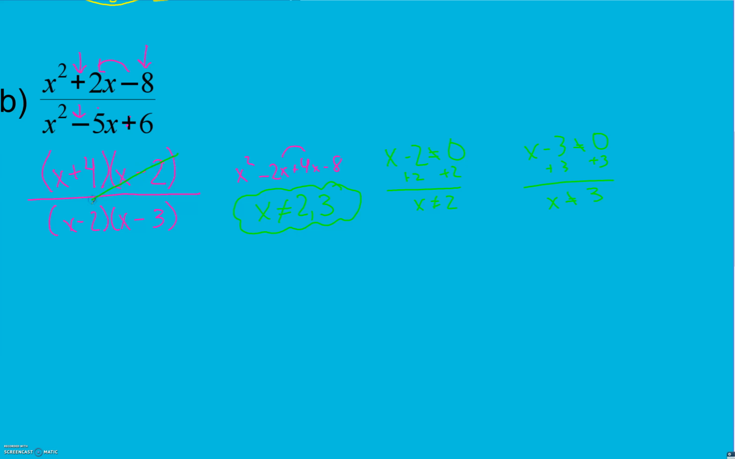That's the restriction on my domain. Now, x minus 2 divided by x minus 2 is just 1. So all I have is x plus 4 over x minus 3. That's my simplified form and my restrictions on my domain.